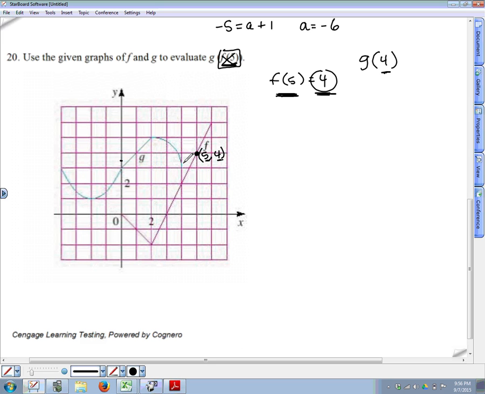Now it's kind of a weird number. You have to look at this graph real closely, what it looks like, and trace it. It looks like as it comes all the way down, it stops right there. So let's try this again. 1, 2, 3, 4. So this is when x equals 4. If we evaluate now the g function, 1, 2, 3. Looks like g of 4 is equal to 3.